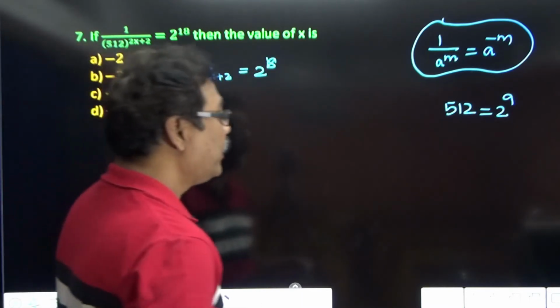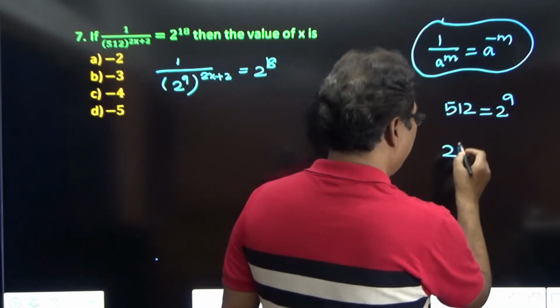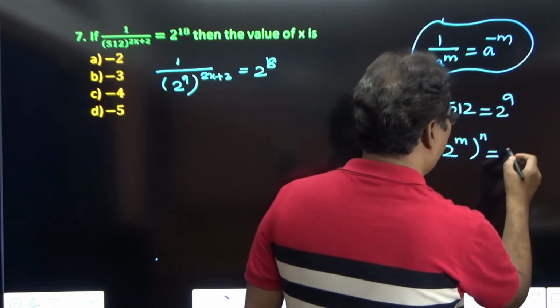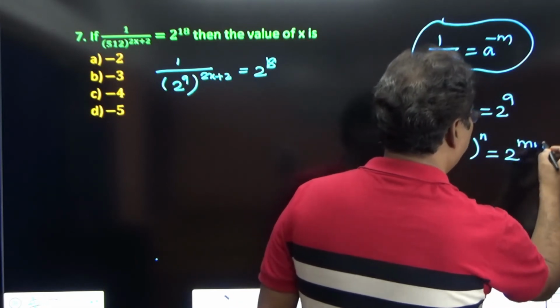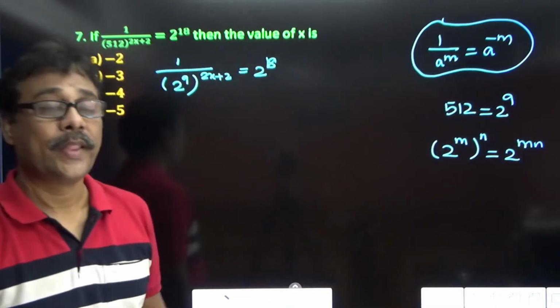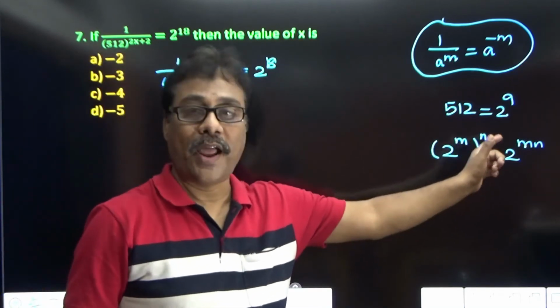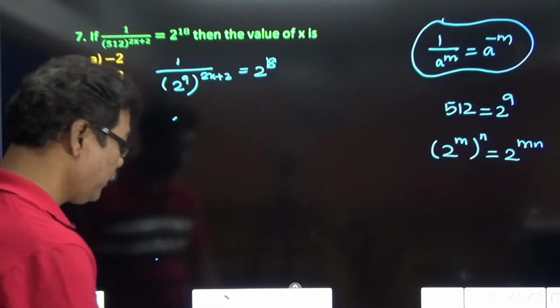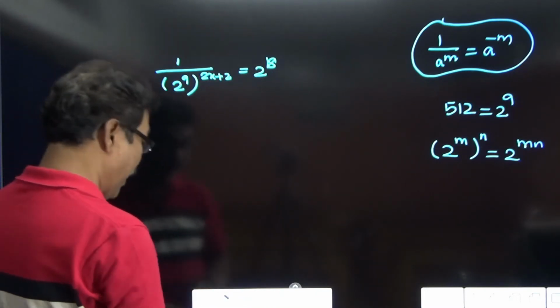Now in the denominator we can see 2 to the power m to the power n. I can use this formula, 2 to the power m into n, which means these two have to be multiplied. So let me multiply 9 to this 2x plus 2. So that I'll get what?